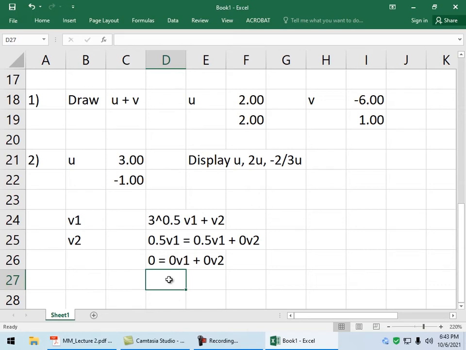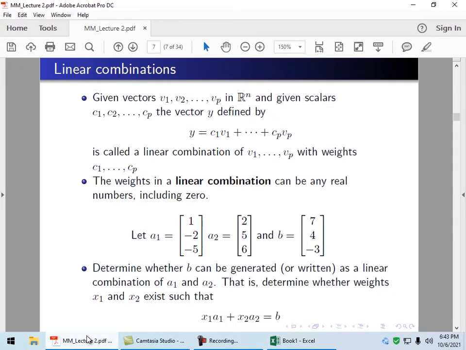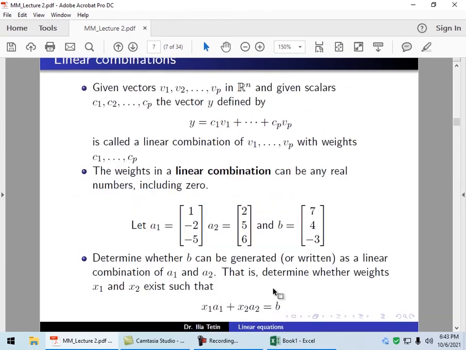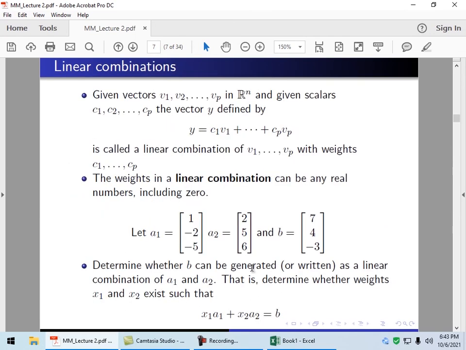So these linear combinations can be really well demonstrated using the plane. I hope I have them. No, I don't have them. Okay. Let's then consider this example. a1 is 1, minus 2, minus 5; a2 is 2, 5, 6; and b is 7, 4, minus 3. We need to determine whether b can be generated as a linear combination of a1 and a2.